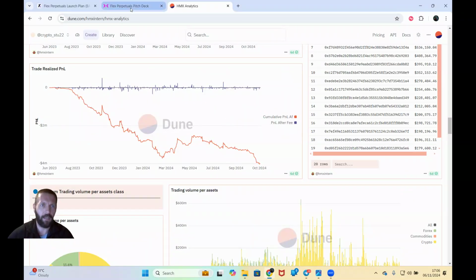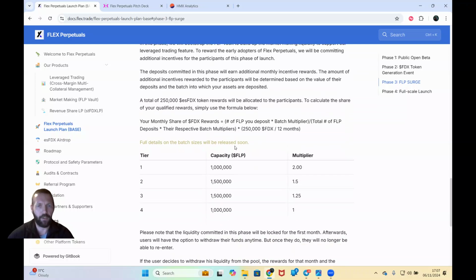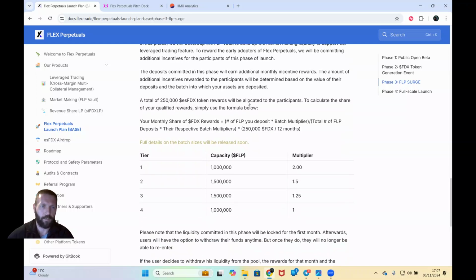So it's going to be a 3-day event, and so you need to be ready for this. We will obviously let you know when it's going to be happening. The details are in our documentation, not the dates yet, but how it works is in the documentation, docs.flex.trade. What you can see here is that in order to bootstrap this FLP, we're actually allocating 5% of the overall supply of FDX tokens, which will be awarded to people who take part in this FLP surge event.